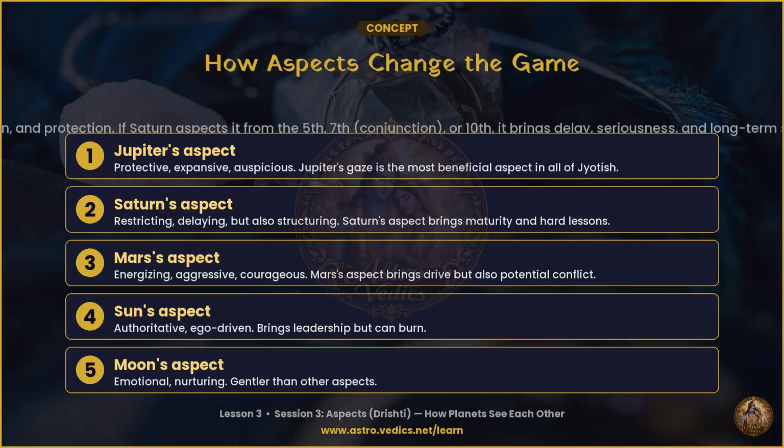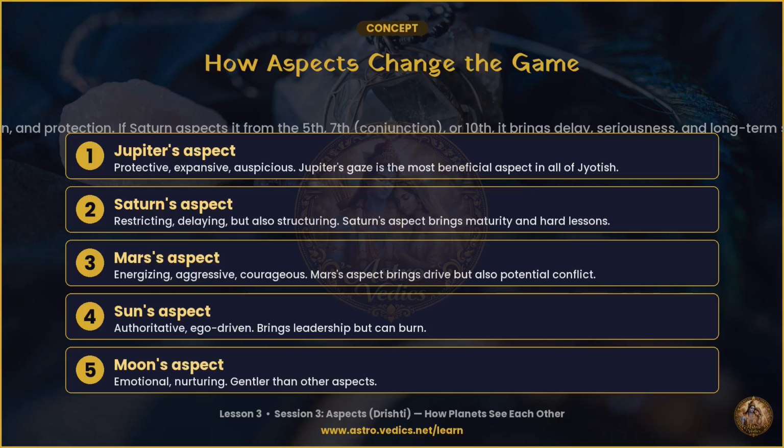How aspects change the game. Here's what makes aspects so powerful in chart reading. A house can be empty, no planet sitting in it, and still receive tremendous influence through aspects. Consider an empty seventh house. A beginner might say, no planet in the seventh, so nothing to read about marriage.